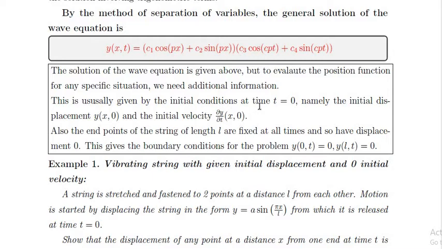Initial conditions at t = 0 are the initial displacement and initial velocity. They are y(x,0) and ∂y/∂t at (x,0). These are known as the initial conditions. And the end points of the string of length L are fixed at all times, so its displacement is equal to 0. So the boundary conditions for the problem become y(0,t) = 0 and y(L,t) = 0. These are known as the boundary conditions.